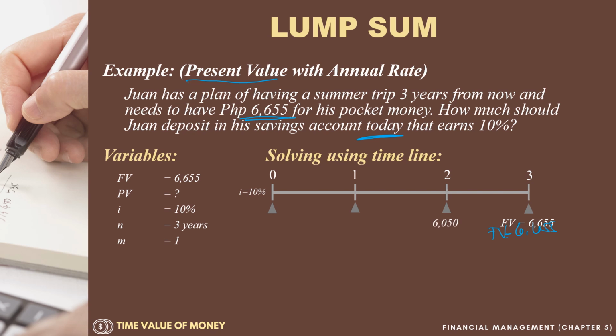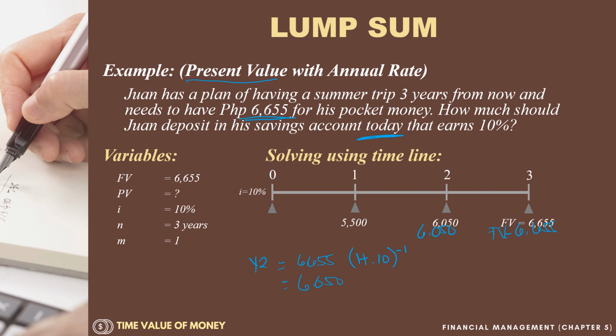Now, to solve for year 2, we will discount the 6,655 with a FV factor, that is (1 plus 0.10), or 1 plus I, to the power of negative n. So negative 1. So we have here 6,050. In year 2, we have 6,050 as our value of investment.